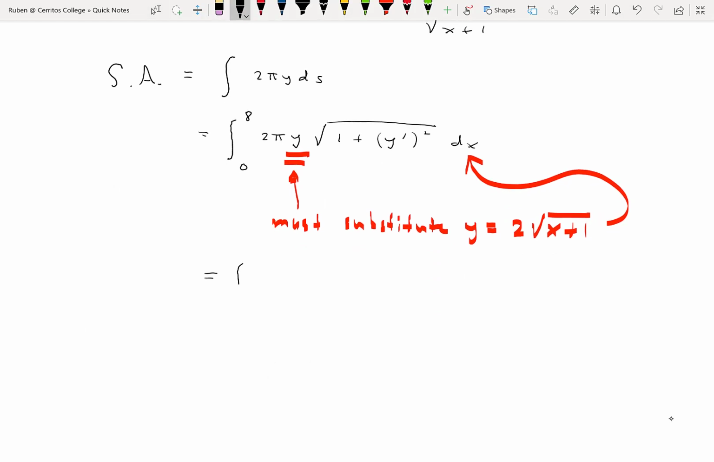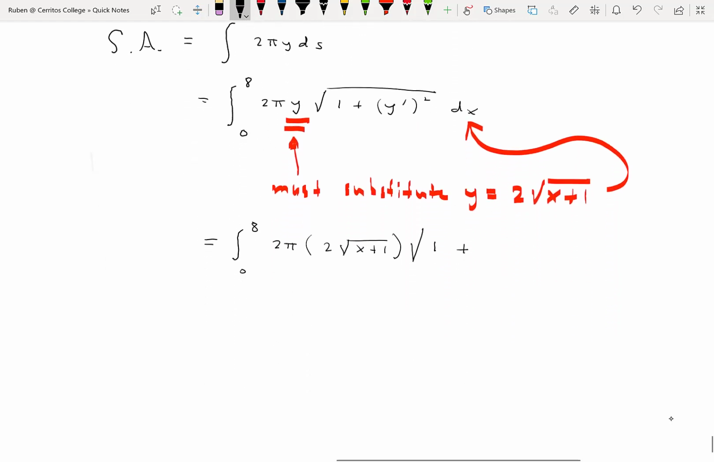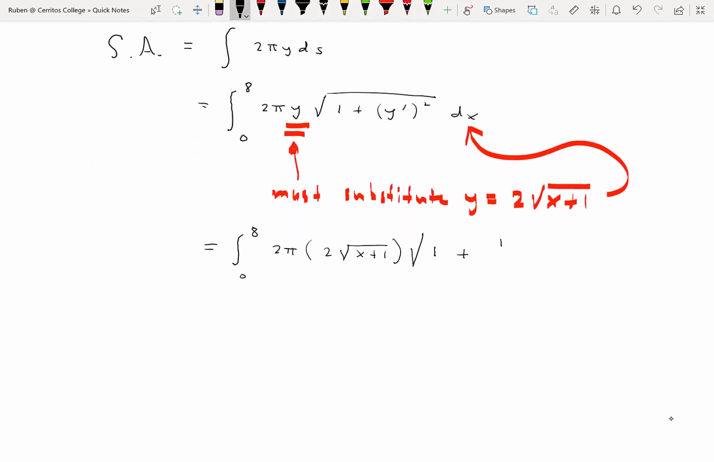My integral then becomes the integral, x goes from 0 to 8, 2 pi y, 2 times the square root of x plus 1, times the square root of 1 plus y prime. Remember, y prime is 1 over the square root of x plus 1, and that's squared in the formula. Then integrate with respect to x.